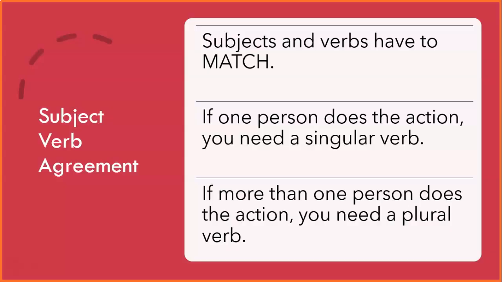So subjects, which is the person doing the action, and verbs, which is the action word, have to match. If one person does the action, like one sister, then you need a singular verb, like goes. If more than one person does the action, then you need a plural verb. So if I say my sisters are going to basketball practice, then it's my sisters go. But one sister is my sister goes.